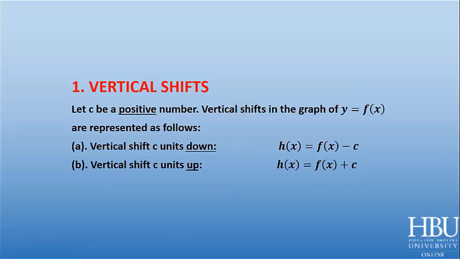First of all, let's talk about vertical shifts. Suppose I start with a function f of x, and I want to shift the graph of that function c units down, where c is a positive number. I can define a new function h of x equal to f of x minus c. The graph of h will be c units down from the corresponding points on the graph of f. If I want to shift the graph of f up, I could define my new function h of x to be f of x plus c.